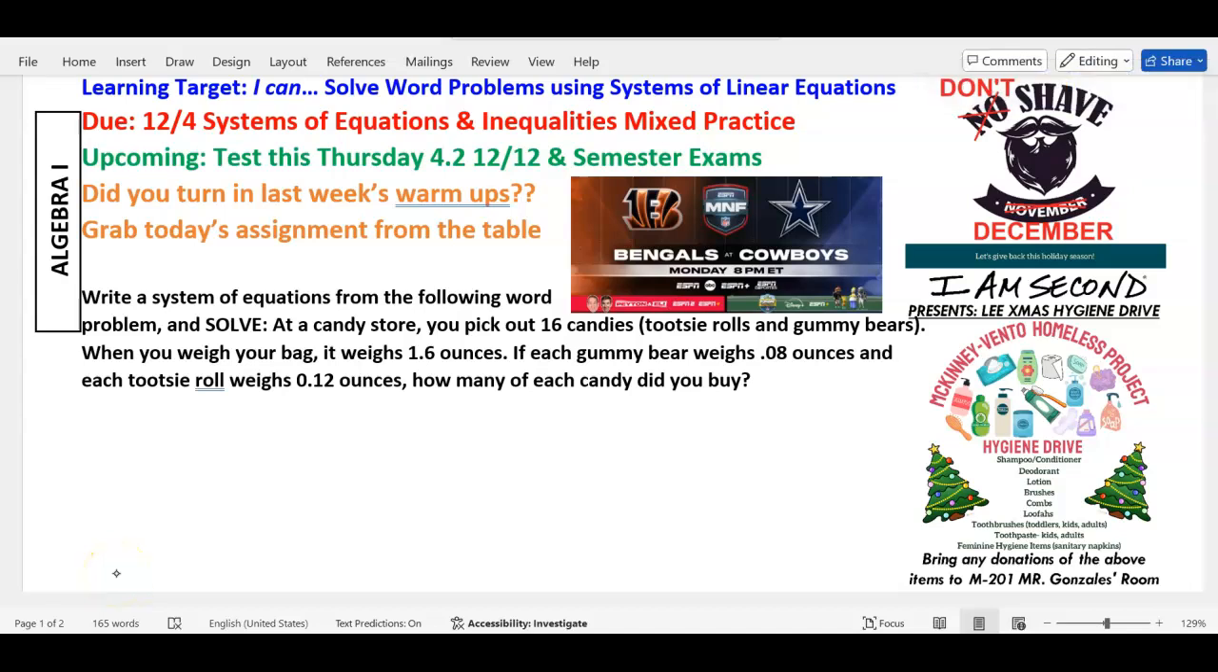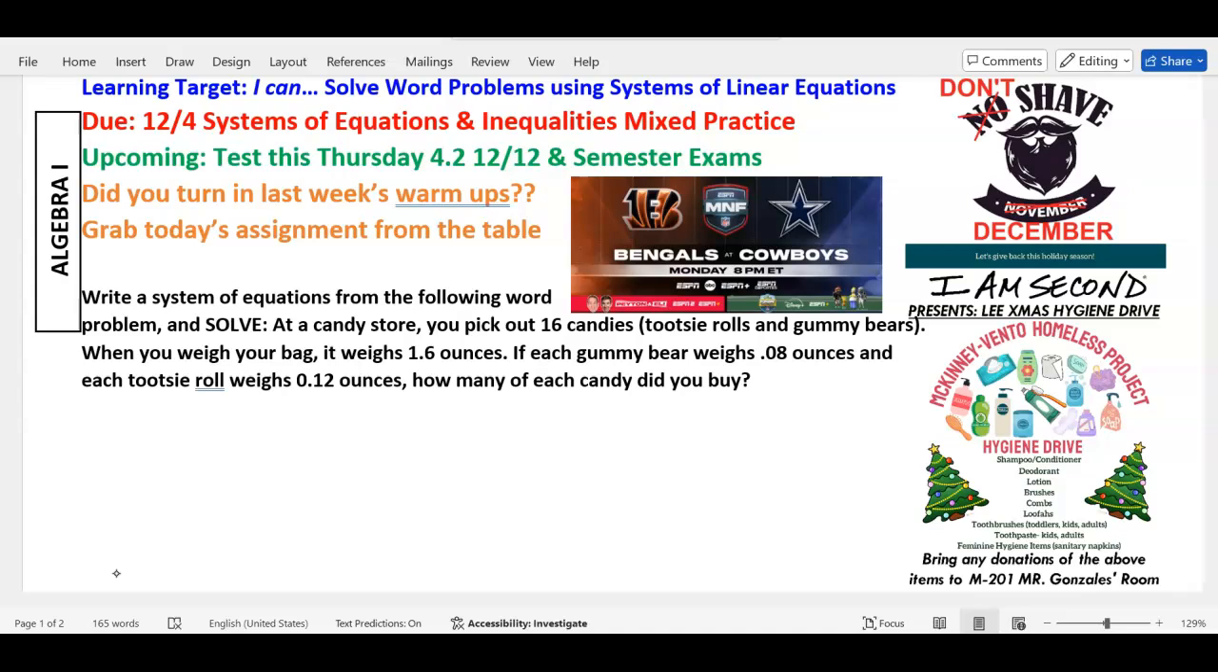Was anyone absent Friday? Because you want to make sure you turn in your warm-up sheet from last week. If you were absent Friday, you should have your notes from Friday that you can look at on how to do this. But here's a reminder on how to do this, because everyone grabbed that assignment on the way in, right? Because after this warm-up, you're going to be working on that assignment over there that you grabbed on the way in, okay?